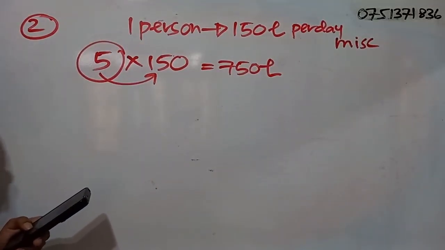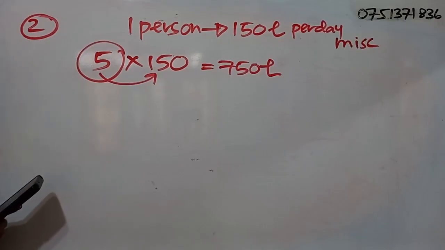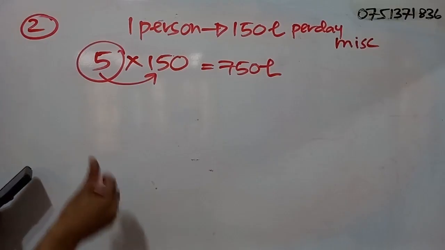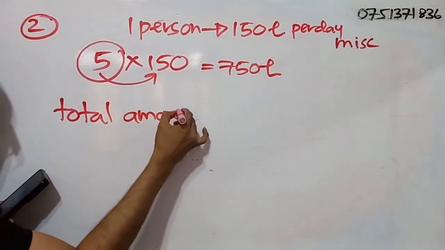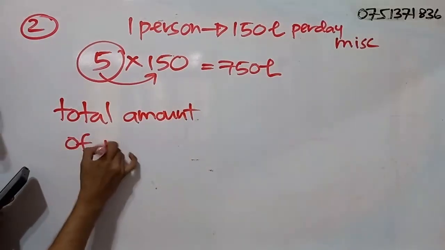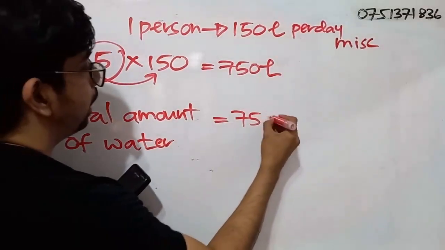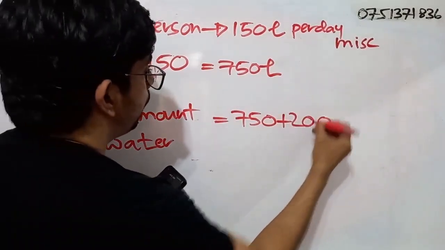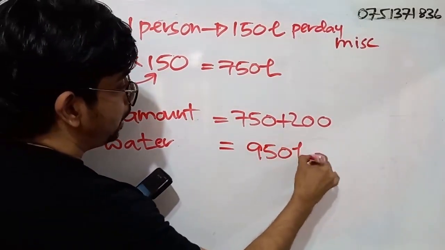And another thing, for household requirements, we need another 200. So what will be the total amount? Total amount of water is what? 750. To that we have to add 200, no? So we get 950 liters.